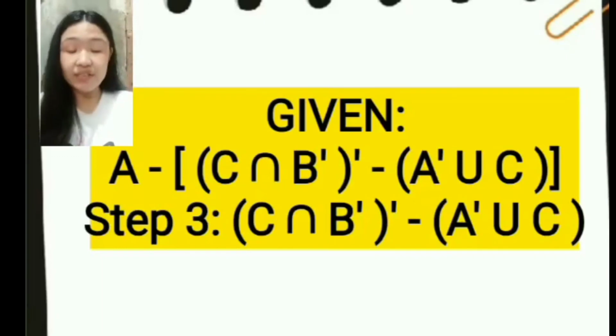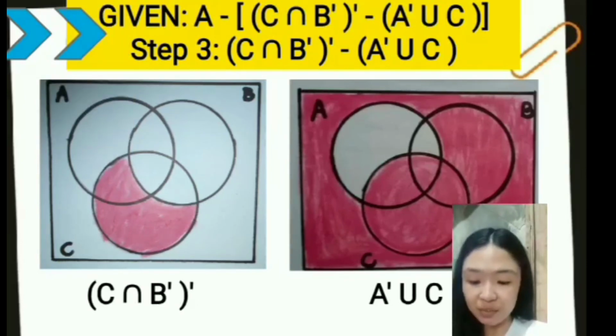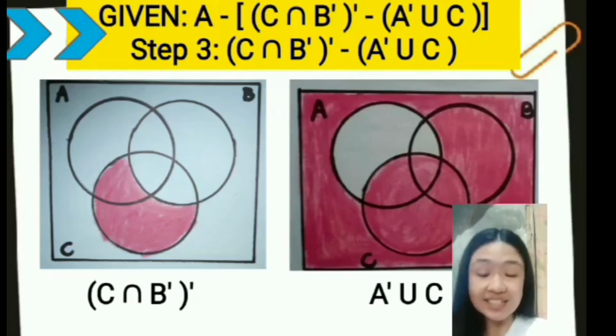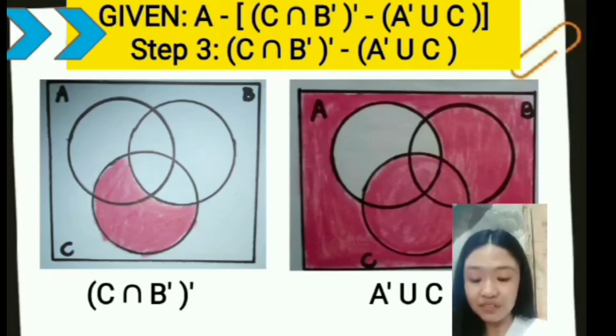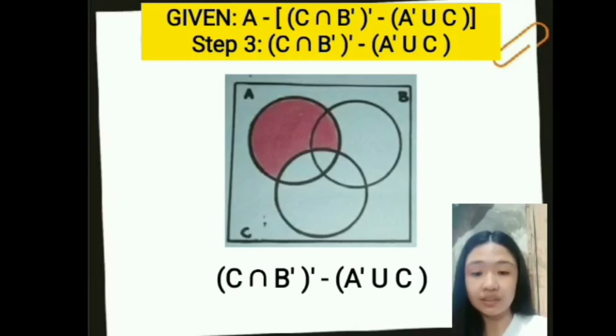Since we already have the Venn diagram for the complement of the intersection of C and B prime and the union of A prime and C, we are going to subtract. Based on the diagrams that we had shaded a while ago, in this step, we are going to eliminate the shaded regions that are in the second diagram from the first one, since it depicts subtraction, and there it is, the difference in the shading of the Venn diagram for this step.